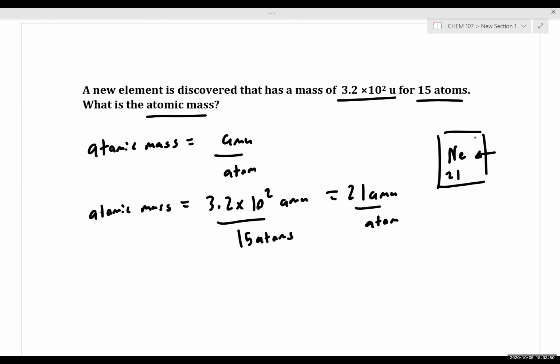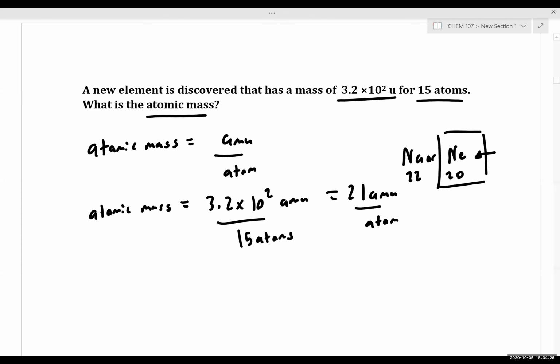Can I also say sodium? Yep, sodium. Yep. We don't have enough precision to tell right now. And that's partially because we haven't measured the mass to a really exact number of significant figures. We only have 2 sig figs in this measurement. The more precision we have, the more likely we are to get an accurate match for our atomic mass.